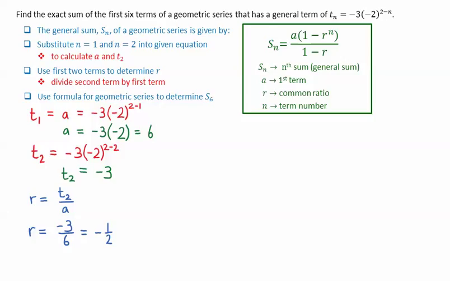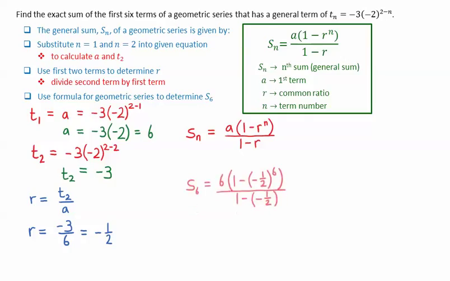We can then use the formula for the general sum of a geometric series. Sn equals a times 1 minus r to the n over 1 minus r. We can substitute a equals 6, r equals negative 1/2, and n equals 6.